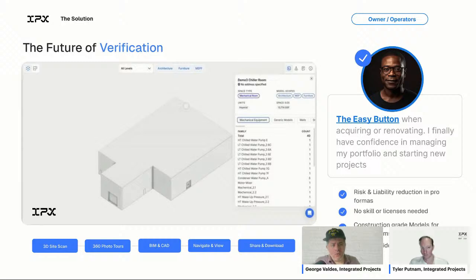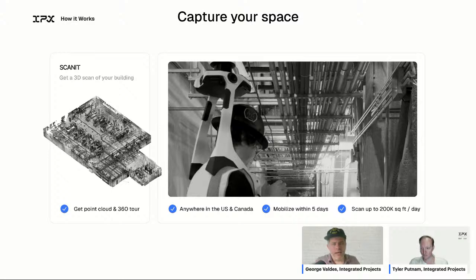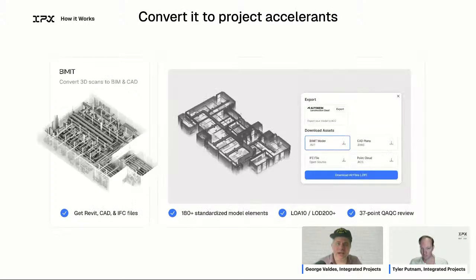And what we're presenting here is what we would determine to be the future of verification. How to make that simple, how to make that really easy for everyone in the community is really what we're all about. And it really starts by being able to capture a space. So what we offer is a set of services, one that we call Scan It, which is basically A to Z. We go and mobilize on one of these devices or other devices, depending on the scope. We then digitize that space and convert it into an asset that is very helpful for owners and for everyone on the project team.